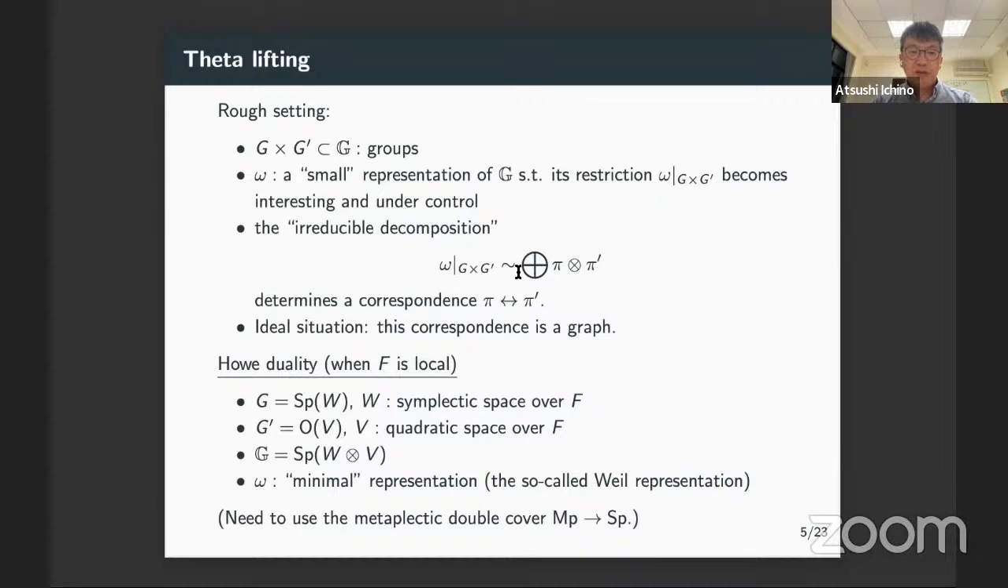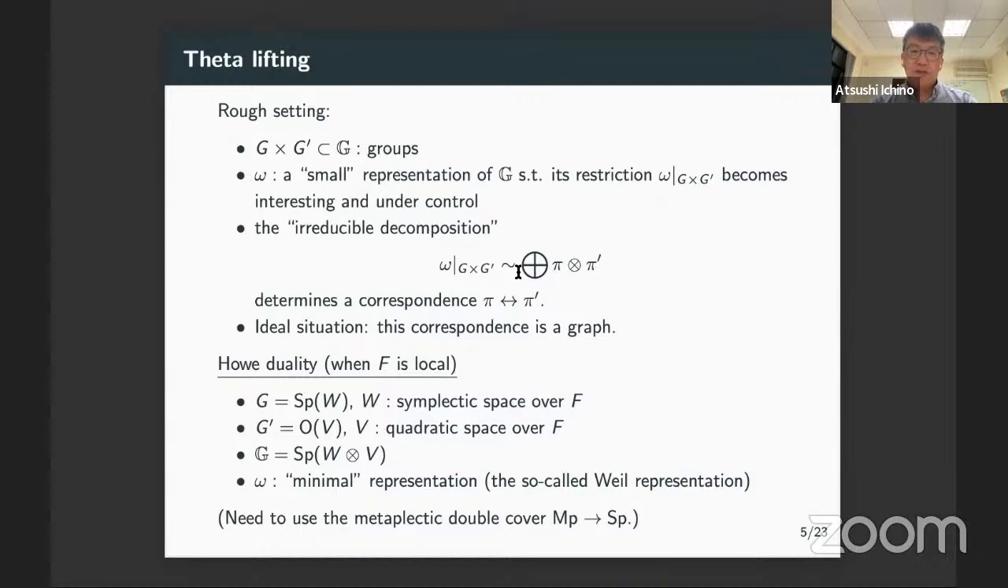So let G be a symplectic group over some symplectic space W over F, and let G prime be an orthogonal group over a quadratic space V over F. Then if you take a tensor product of W and V, then you get some big symplectic space. And we can consider the big symplectic group for it. And by construction, we can regard G times G prime as a subgroup of calligraphic G in a natural way.